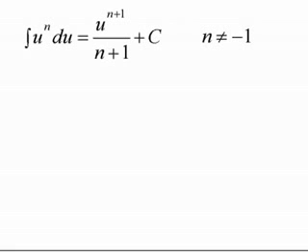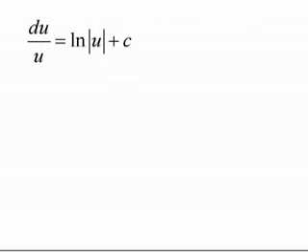Now here is one of the most traditional formulas we've been using since Calculus 1. The integral of u to the n du is u to the n plus 1 over n plus 1, plus a constant. And this is true for n not equal to -1. But it can be for rational numbers n as well as positive and negative integers.